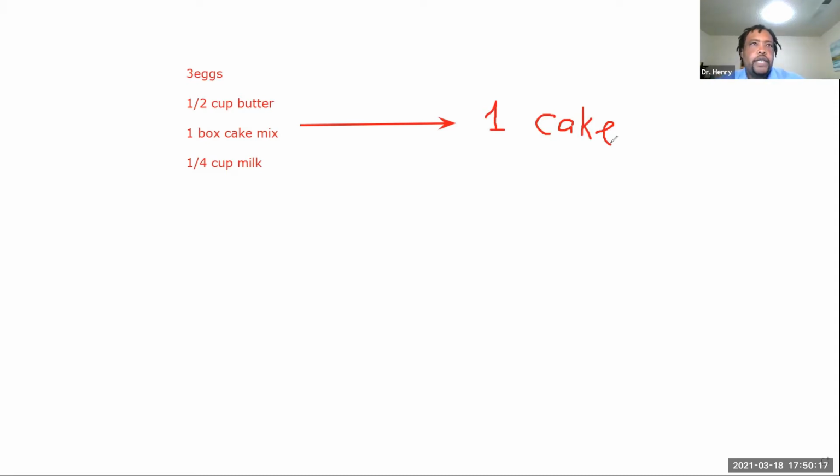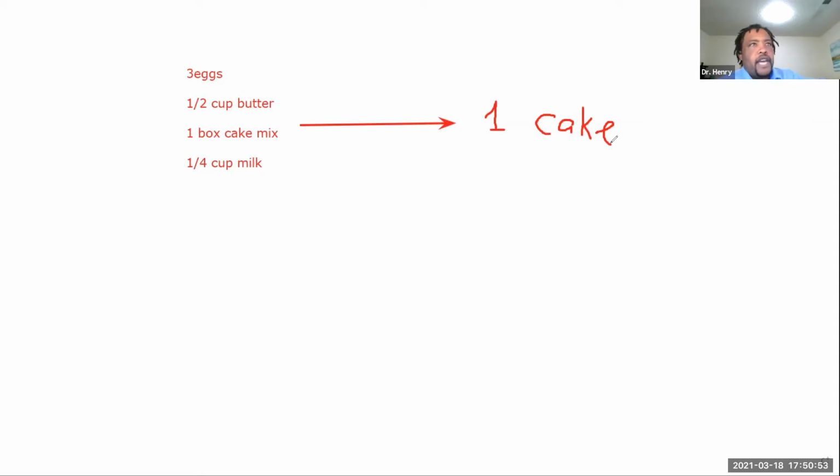So guess what? This here is a chemical equation. 3 eggs, half a cup of butter, 1 box of cake mix, and 1/4 cup of milk. It tells me how many eggs I needed to make this cake, so that lets me know the quantity I'm going to be using. When we're working with our chemical equation, it's exactly the same thing. We're just trying to get it balanced out so that we know it makes 1 cake.